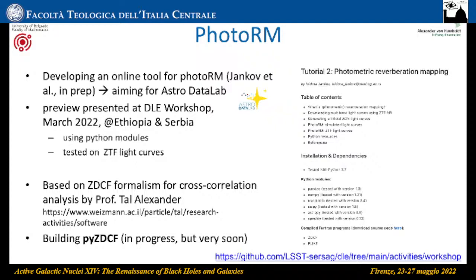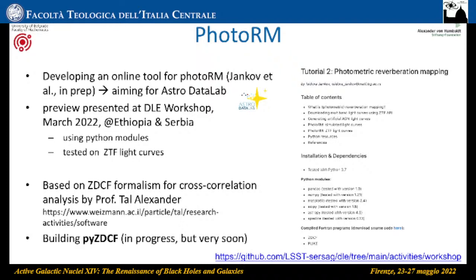And what we are very happy about is that we are going to produce a Python version of the ZDCF cross-correlation analysis tool, which is useful for these sparse and gappy light curves, and can, of course, be applied to any light curve. And I want to thank the people from the Weizmann Institute in Israel for allowing us to do this update.